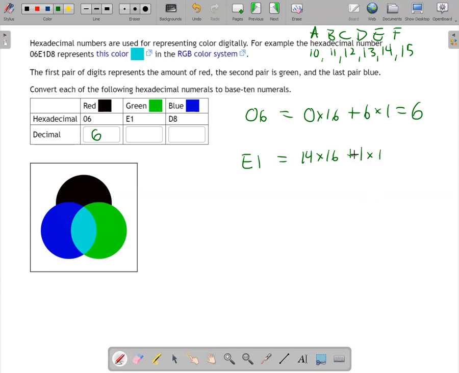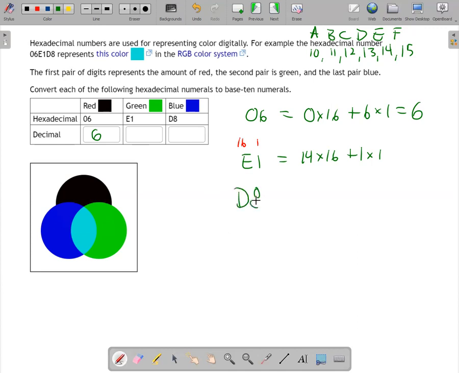So 14 16s. I'm going to ask my calculator for help. Again, in hexadecimal, the first place is your ones, and the second place here is your 16s always. So I'll get my calculator in a second.